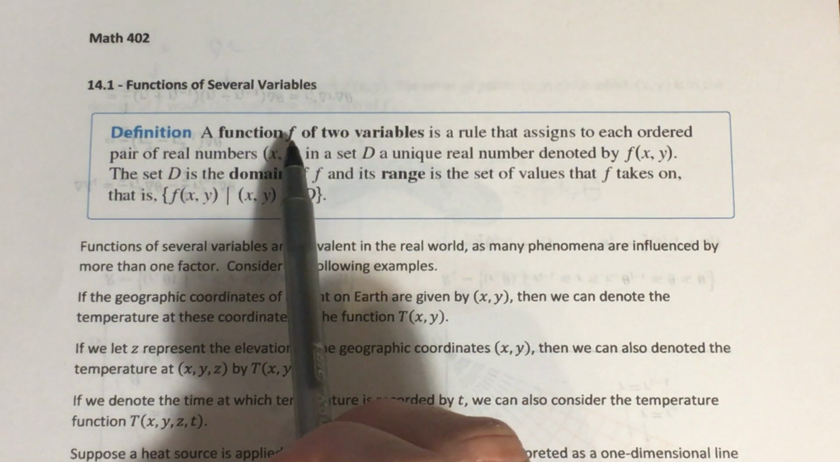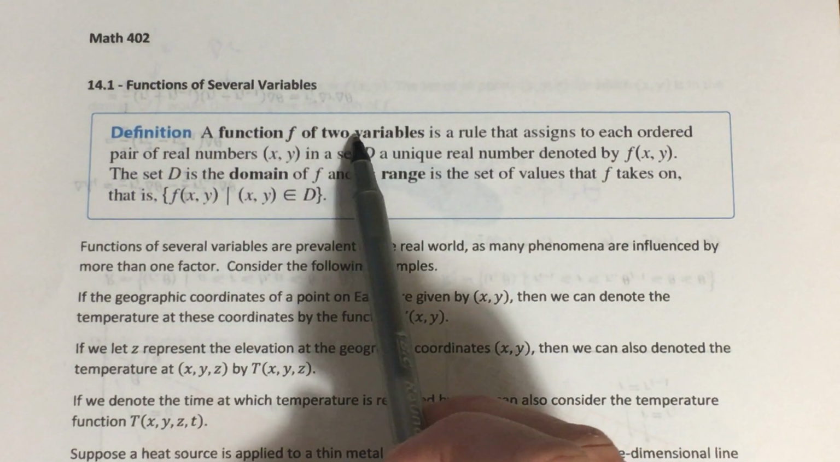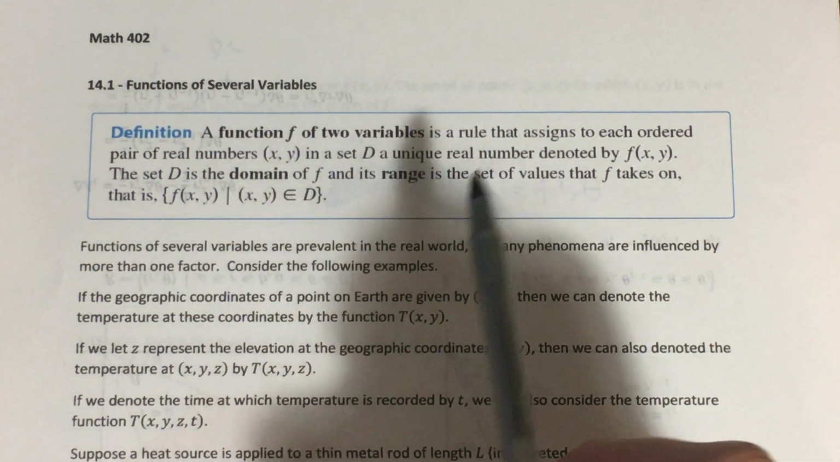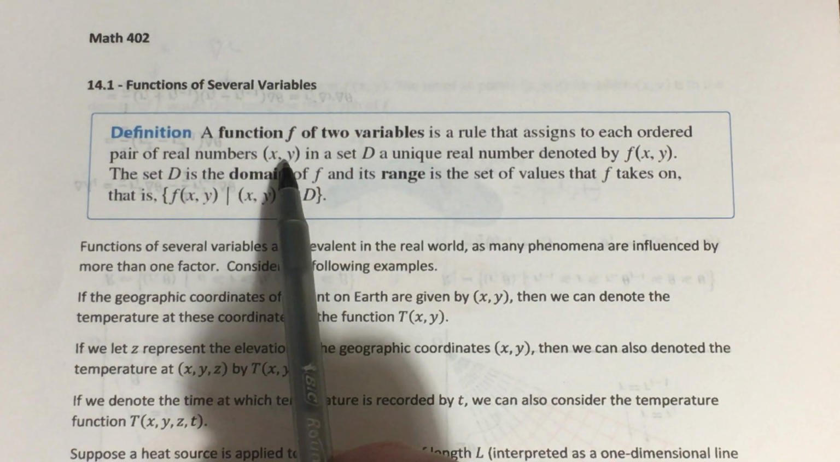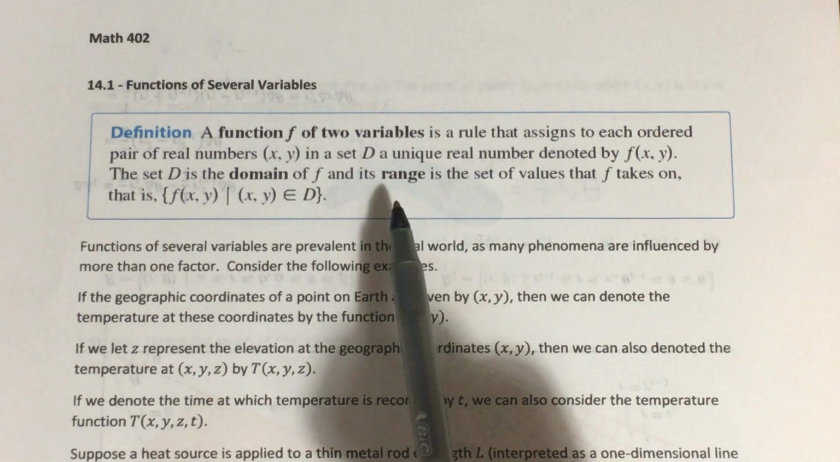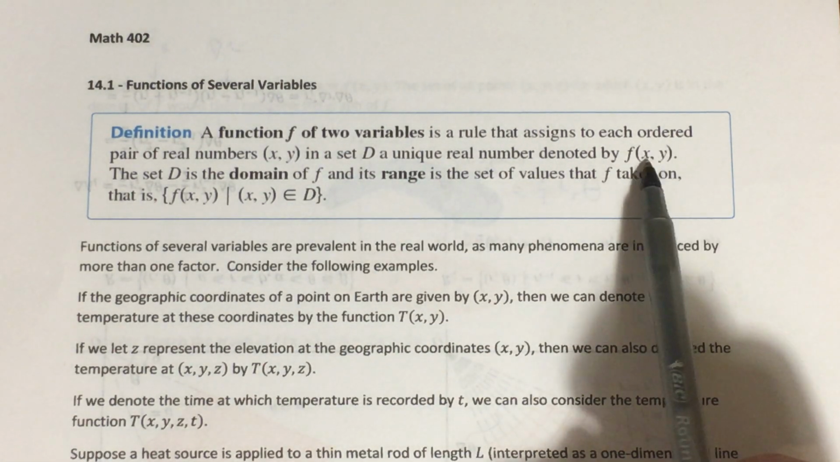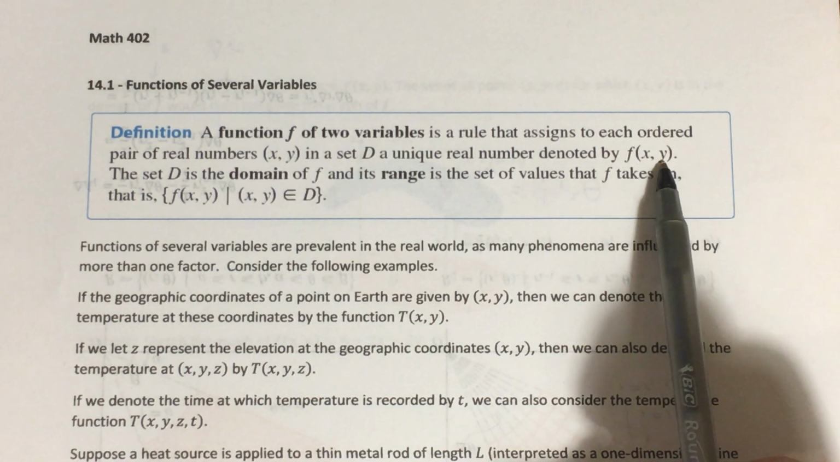So if you have a function f and it's a function of 2 variables, we think of that as a rule that assigns to each ordered pair of real numbers x, y in a set that we're going to call the domain of that function, some third value, some scalar value that we call f of x, y.